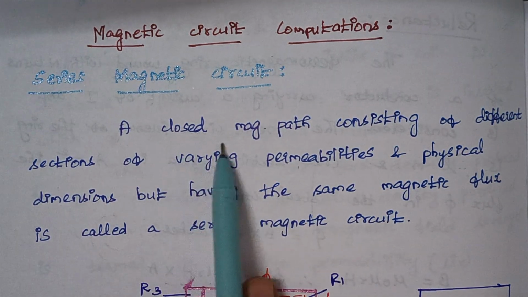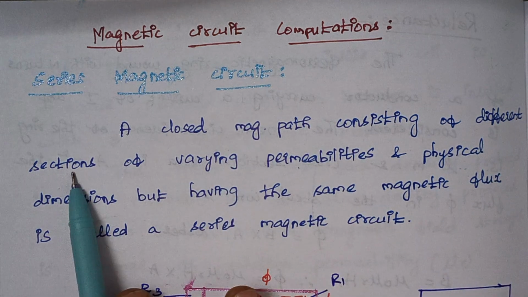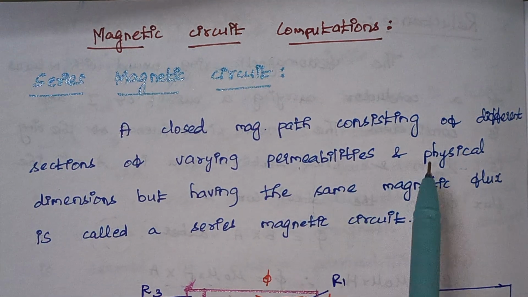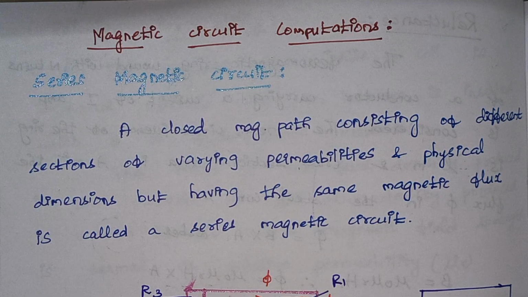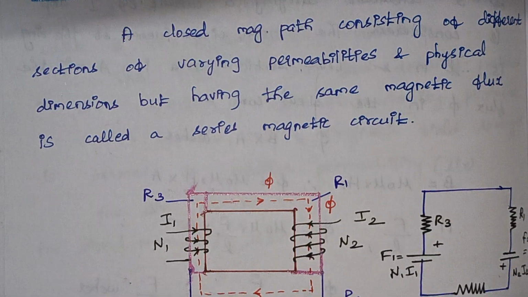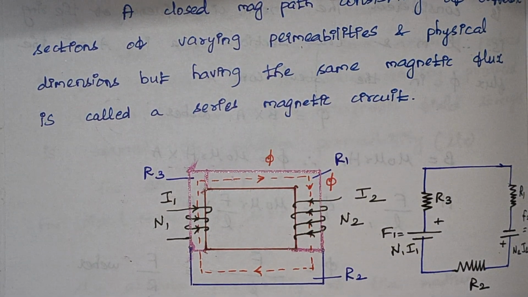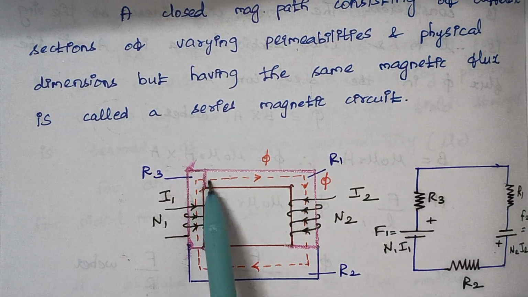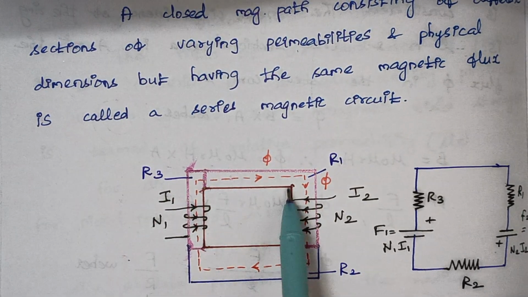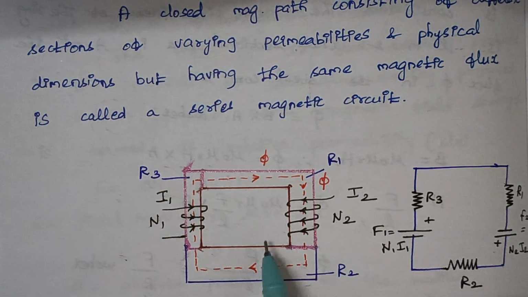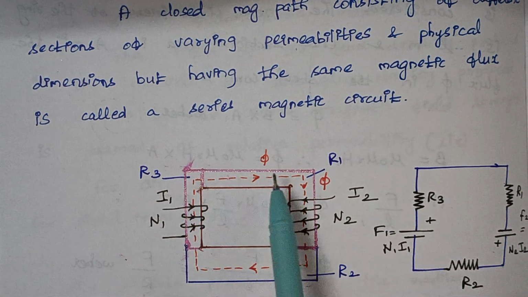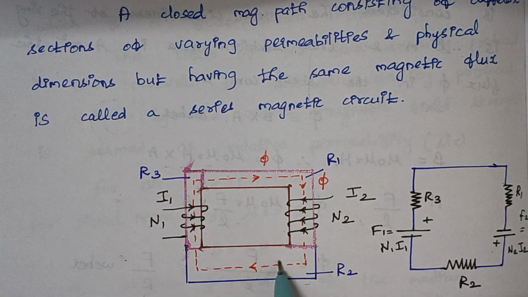Right. So a closed magnetic path consisting of different sections of varying permeabilities and physical dimensions but having the same magnetic flux is called a series magnetic circuit. When you read by definitions, you may feel a bit confused, but I'll make it clear. Here we have three different materials. This part forms one, this part forms another one, and this part forms the third one. All these three materials have different permeabilities, right?